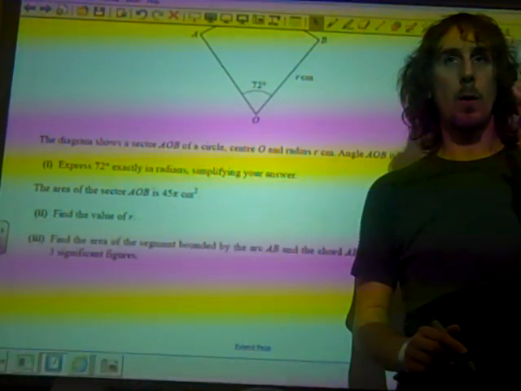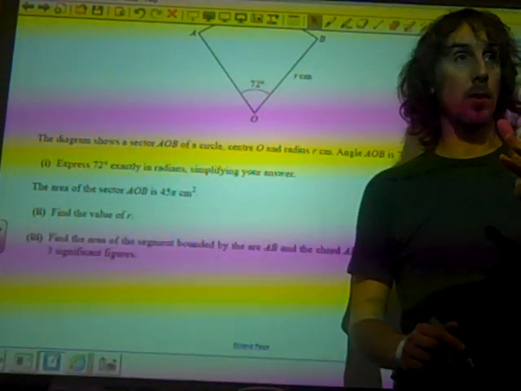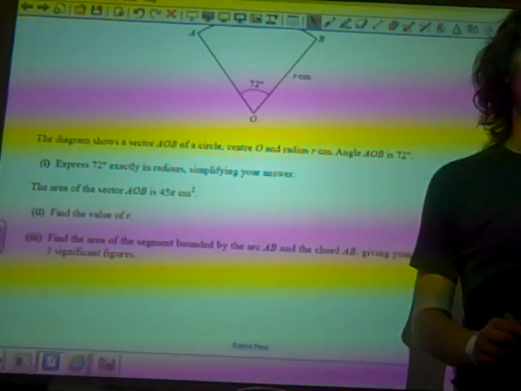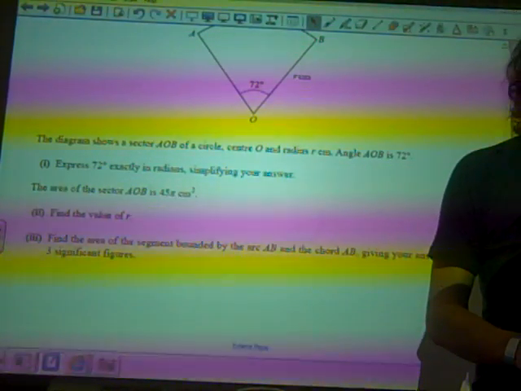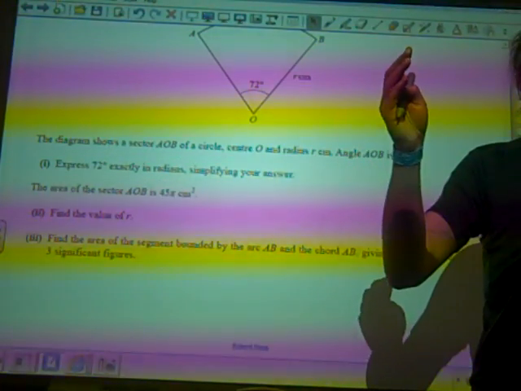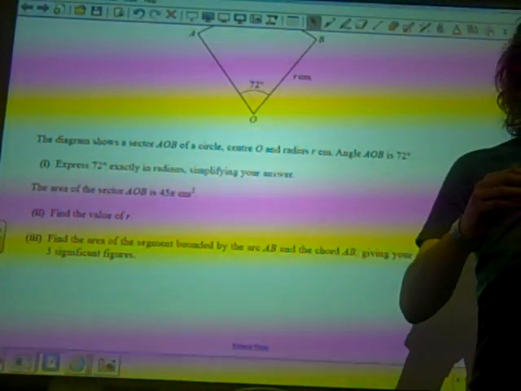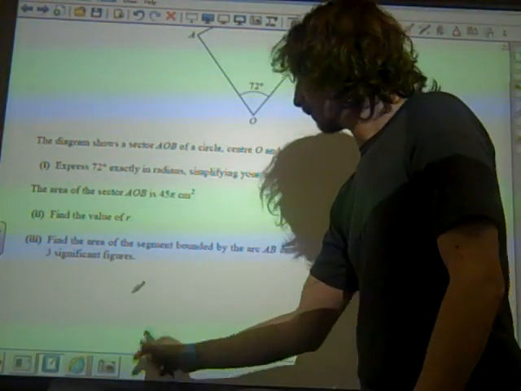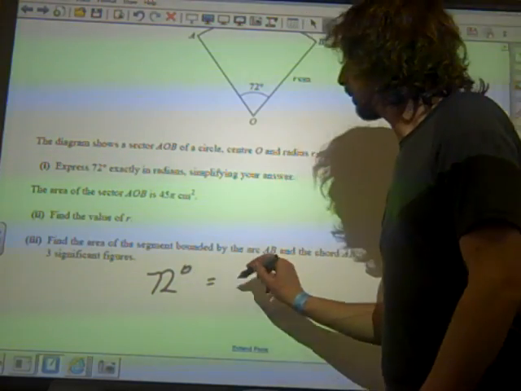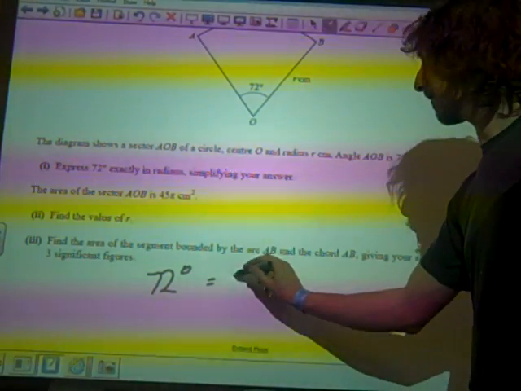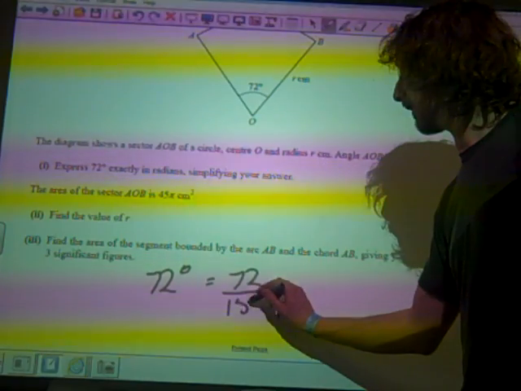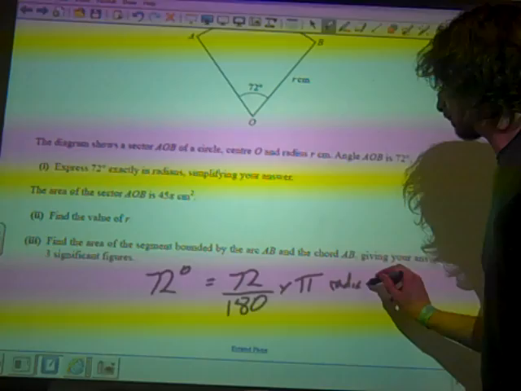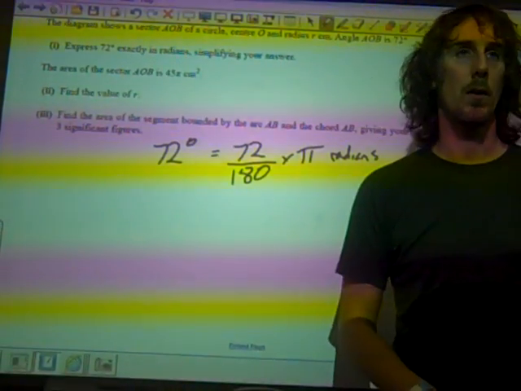Well, what we want to know is what fraction of 180 our angle is, don't we? Because pi radians is 180 degrees. So, 60 degrees, which we know is a third of 180, we write as pi by 3. So it's all about what fraction of 180. So 72 degrees, to write that in radians, that would be 72 over 180 times by pi. That's how we're going to convert it.